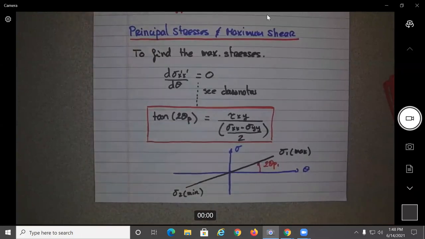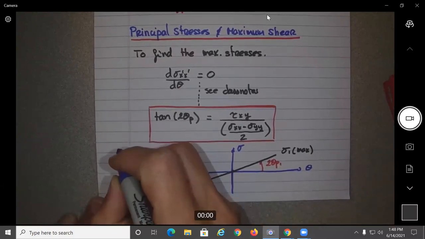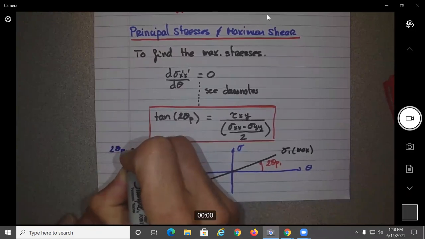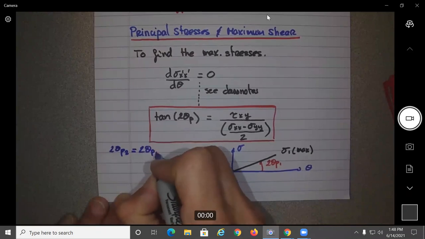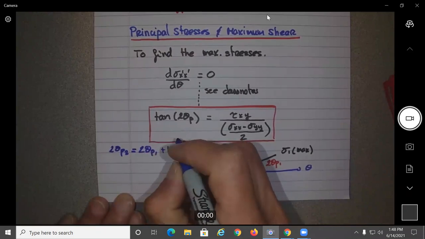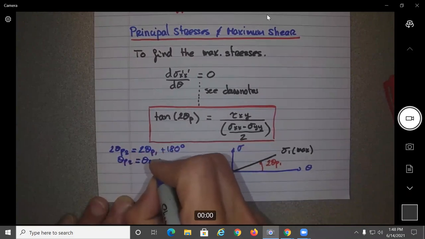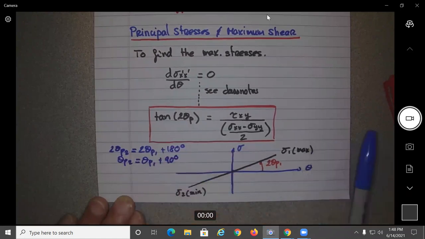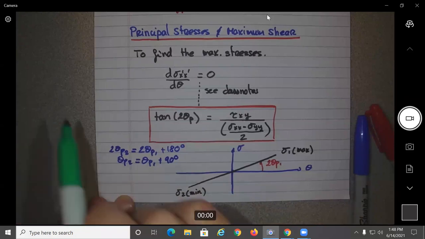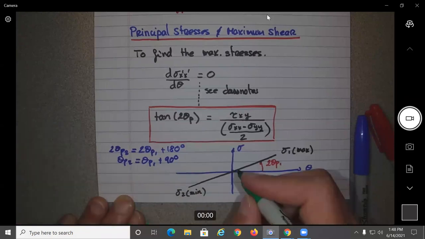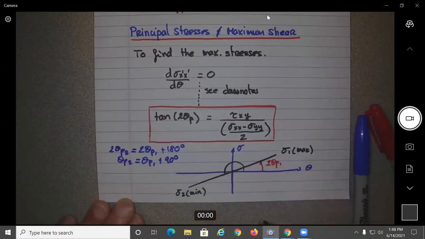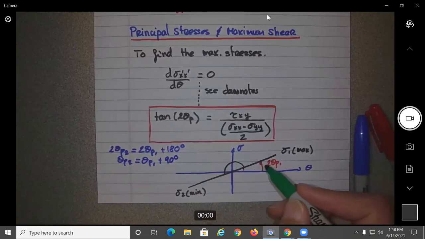That's the whole thing. All right, so let me give you some relation about these angles. These angles are related as 2 theta p2 equals 2 theta p1 plus 180. So theta p2 is equal to principal angle plus 90 degrees. So if I put it on the figure here, basically we'll have this one here, up to here plus 180, no? All right.